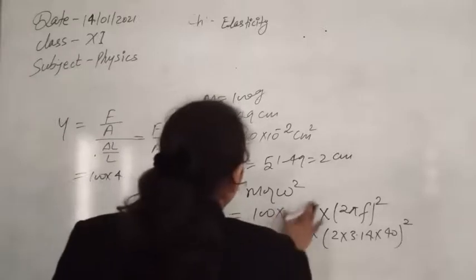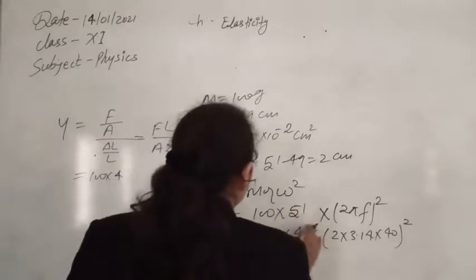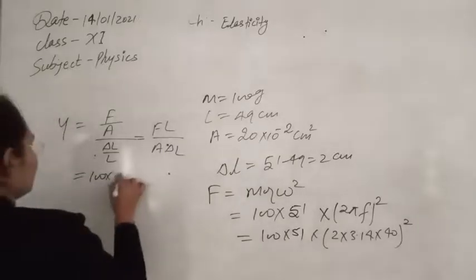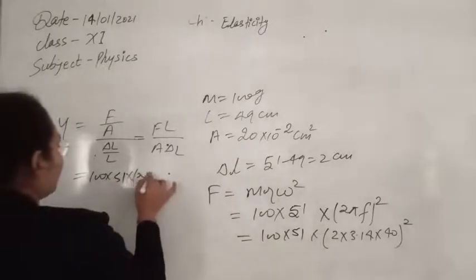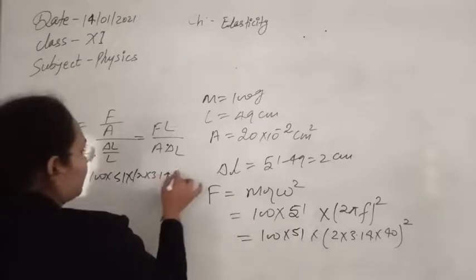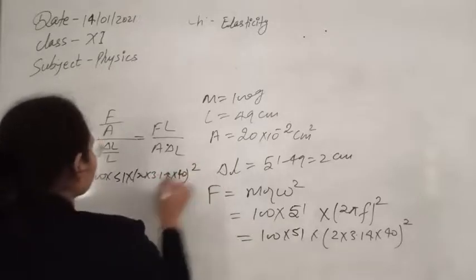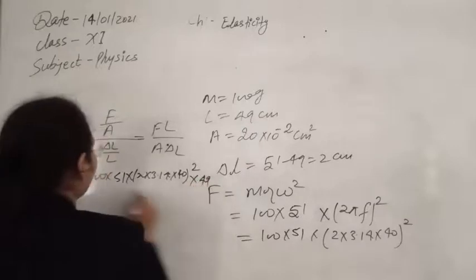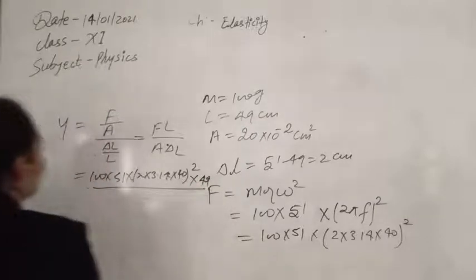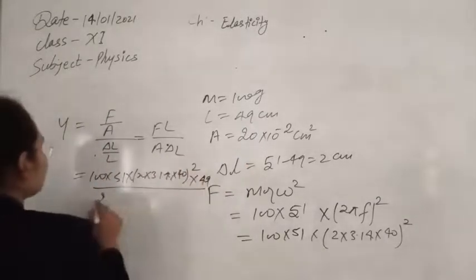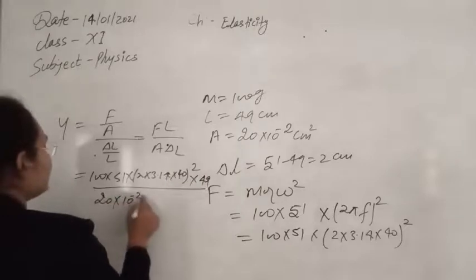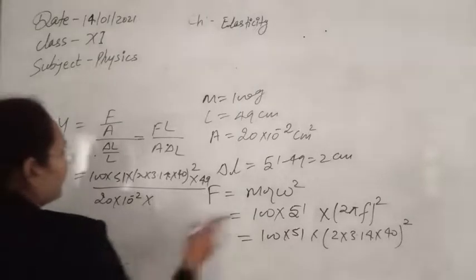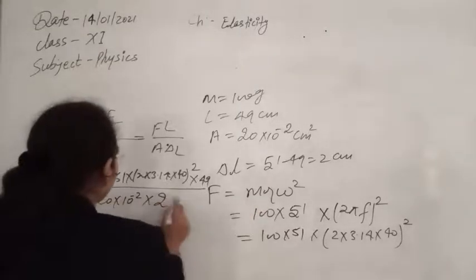So F has this value, 100 into, exactly this should be 51, not 41. Let me just write it. This is 51 into 2 into 3.14 into 40 whole square. Now L is the original length of the wire, 49 centimeter, and the area of cross section is given as 20 into 10 power minus 2. The next thing is delta L, which we have calculated, that is 2 centimeter.